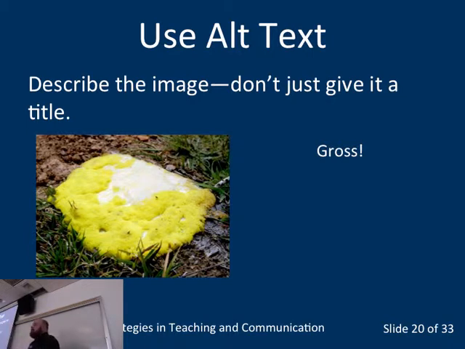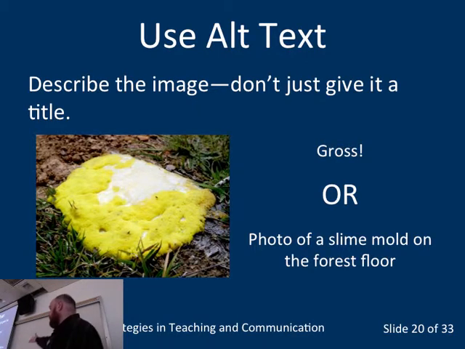Alt text, alternate text, is an alternate text description of an image. It's available in Word. You can right-click on it and format the image, and it comes up. It happens online all the time. I don't know if you saw the Canvas thing when I clicked on the little picture button and went, here's the alt text. So "photo of a slime mold on the forest floor" would be appropriate alt text here, because that's what it is. It may also be gross, but that requires an interpretive move on your part.